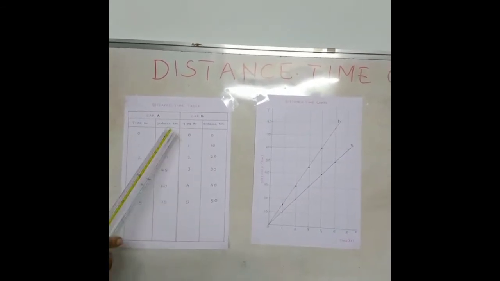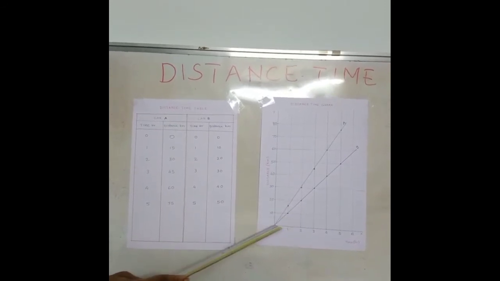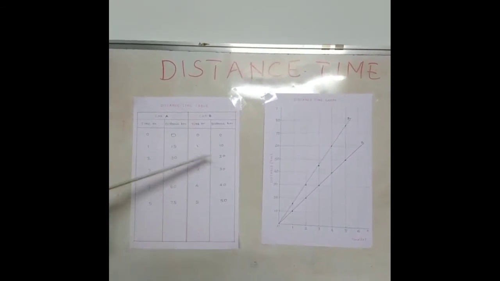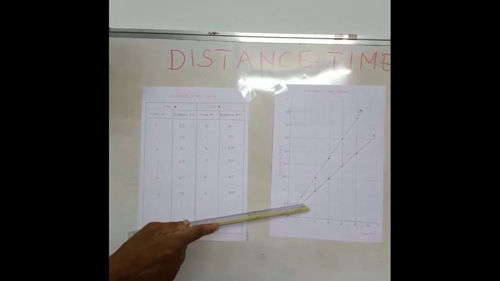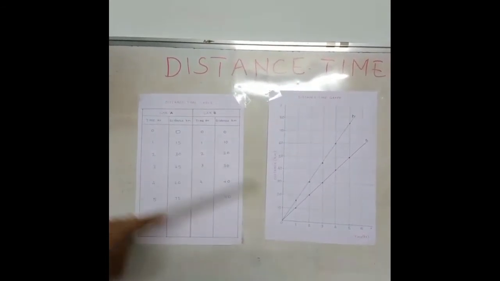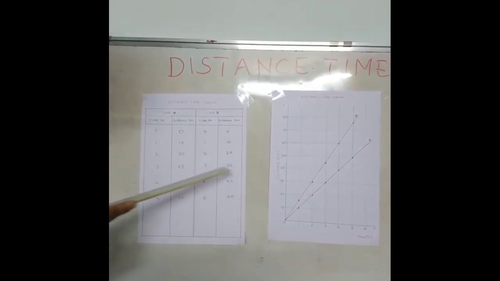Here 0 and 0, starting from the same point. Both graphs start from same point. Next you mark 1 and 10. Here 1 and this is 10. This is the meeting point. Then 2 and 20. 2 here and 20 here. Then 3 and 30.